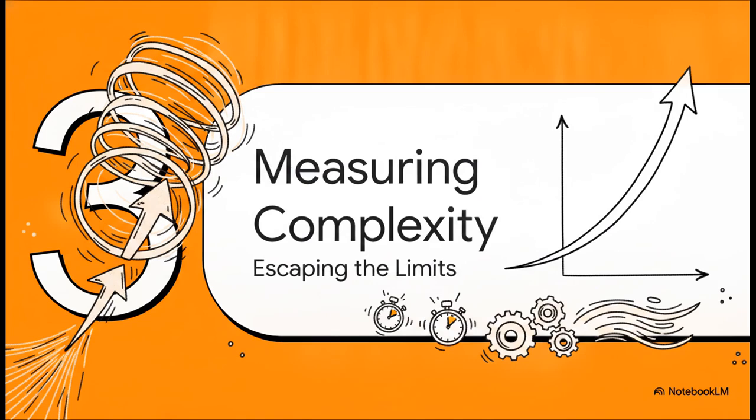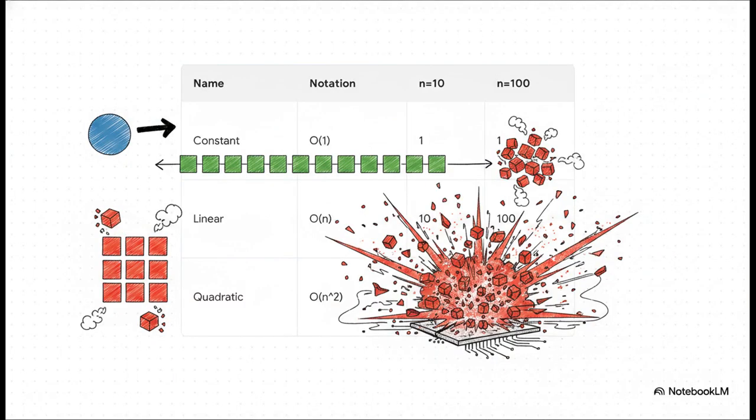Which brings us to Section 3, measuring algorithm complexity and escaping those limits. Think about the sheer explosion of work a computer has to do based purely on how an algorithm is designed. Constant time takes exactly one operation no matter what. Linear means 100 items takes 100 operations. But check out how drastically a quadratic algorithm scales. If you have just 100 items, a quadratic algorithm jumps to 10,000 operations instantly. If you had 1,000 items, that's 1,000,000 operations. This is exactly why poorly optimized code crashes systems.